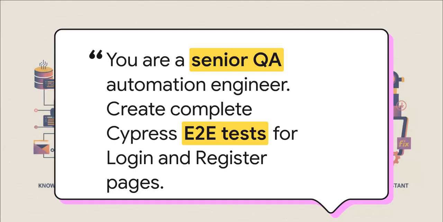Check out this awesome magic spell for the agent wizard. Let's see why it's so powerful. When we say, you are a senior QA wizard, we're giving it a job title, telling it to be an expert. Asking for Cypress tests tells it exactly what kind of magic to use.